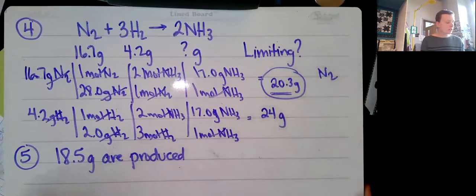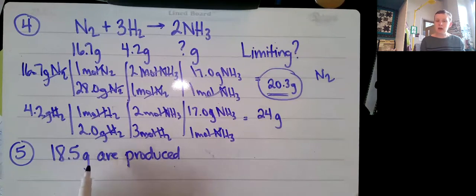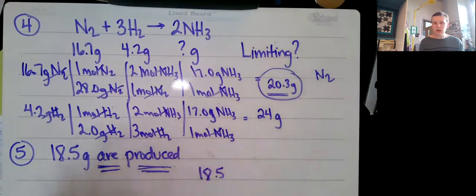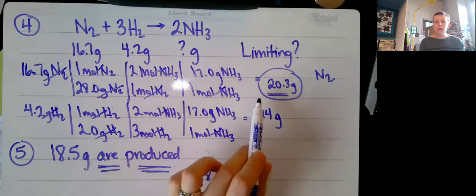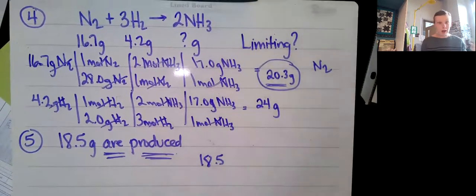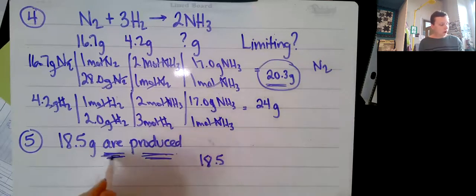Number 5 says only 18.5 grams of NH3 are produced. What is the percent yield? Well, are produced. That is an actual yield. It is telling us what was actually produced. So that's actual. That goes on the top. If this number is bigger than what your theoretical yield was up here, that's okay. Sometimes that happens, okay? If you've been in class, that happened in our lab. So don't worry about it, okay? That's our actual yield, are produced.